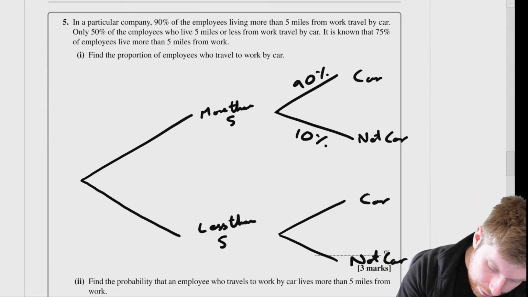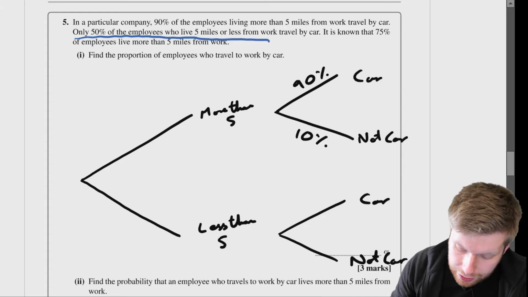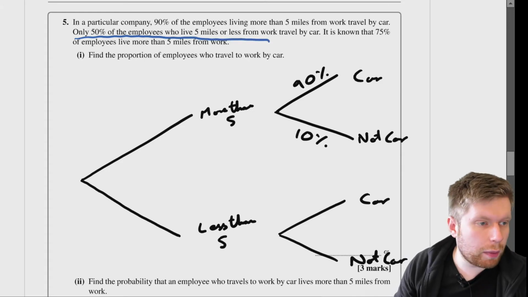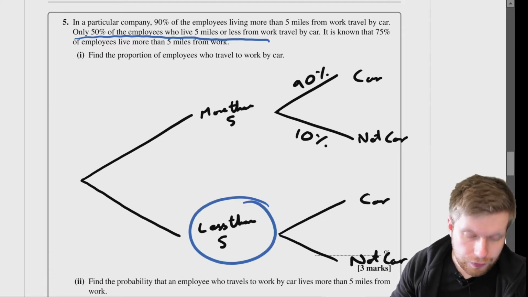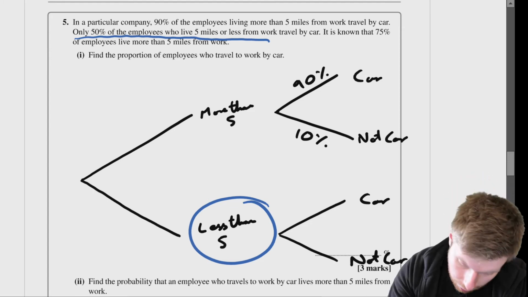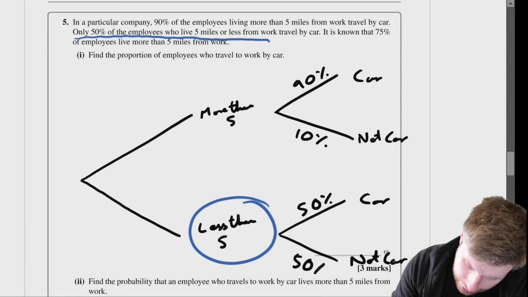Then you go on to be told that 50% of those living 5 miles or less from work travel to work by car. So in other words, if you live less than 5 miles from work, then you've only got a 50% chance that you travel to work by car. So there's a 50% chance here, which means that there must be a 50% chance here.